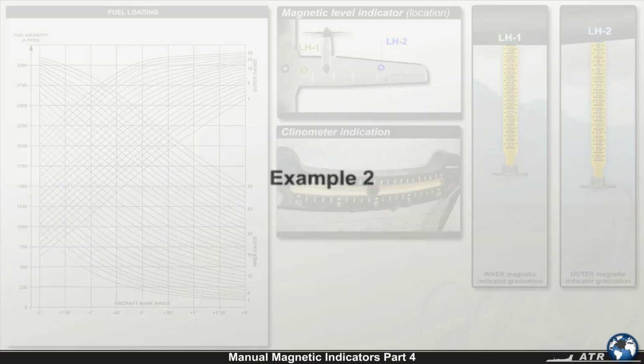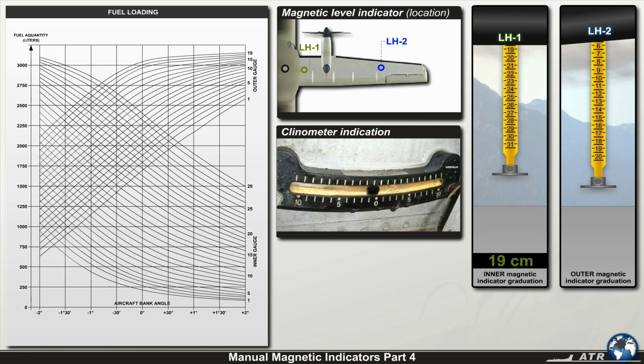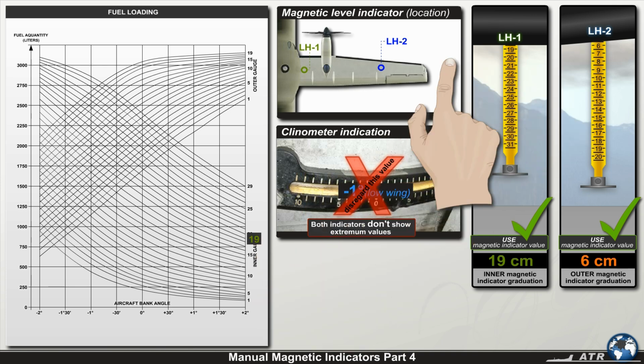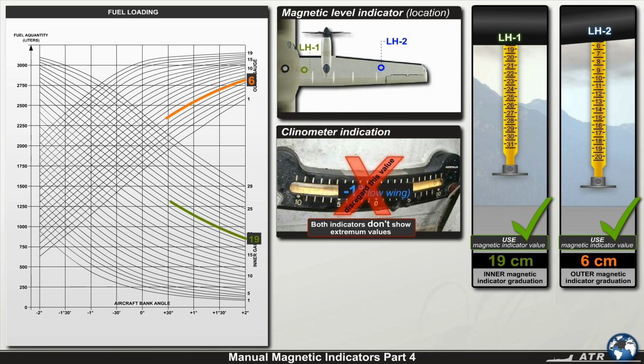Example 2. Internal indicator reading 19 centimeters, external indicator reading 6 centimeters, and clinometer reading -1 degree low wing. In this example, since neither indicator shows an extreme value, the clinometer indication can be disregarded. Enter the graph with internal and external indicators reading and follow the respective reference lines until they intersect. From this point, move horizontally to the left, and on the y-axis, read the fuel quantity of this tank. In our example, the tank has approximately 1,800 liters.